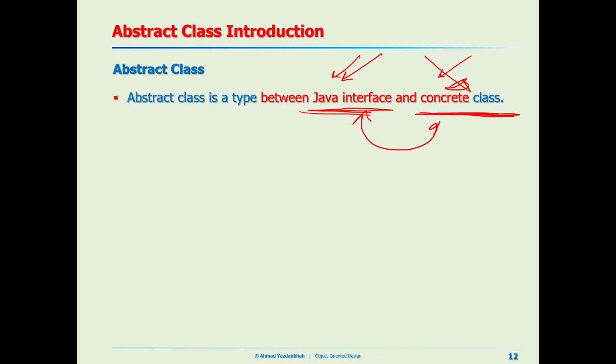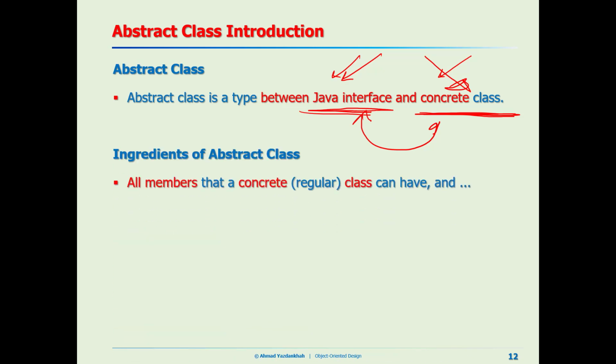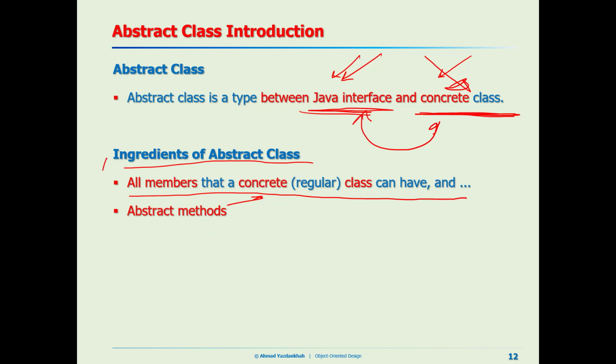Okay, cool. All right. So here are the ingredients of the abstract class. All members that concrete or regular classes can have. So it means instance variables, methods, whatever a concrete class can have. And also abstract methods. So these are the ingredients of abstract classes.